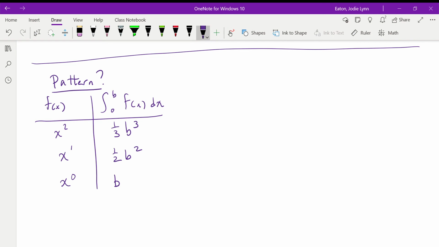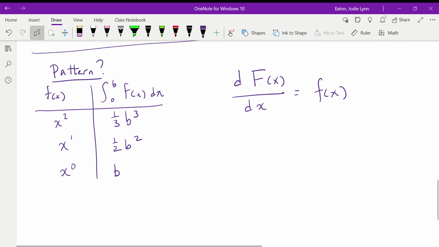So one of the things we can think about when we look at this is, if we looked at b as a variable, what would happen if we took the derivative of the right-hand side with respect to b? You would get b squared, like x squared, or you would get b, like x. You would get 0, or you would get 1, like 1. So what we notice is the derivative of a big F of x is equal to our little f of x. So there's some big function that we get that's equal to the derivative.